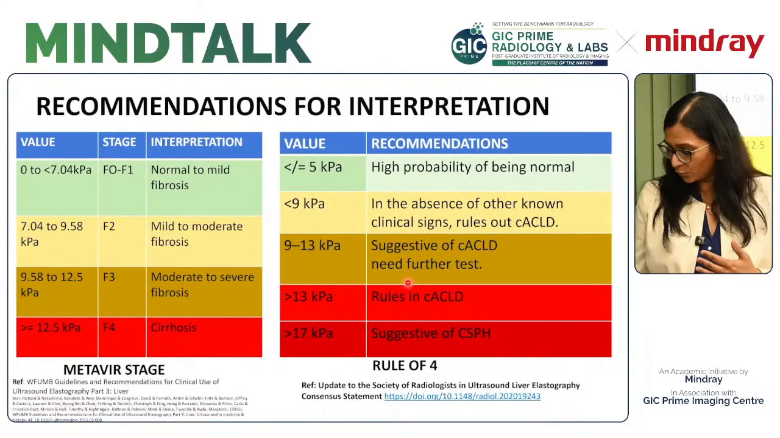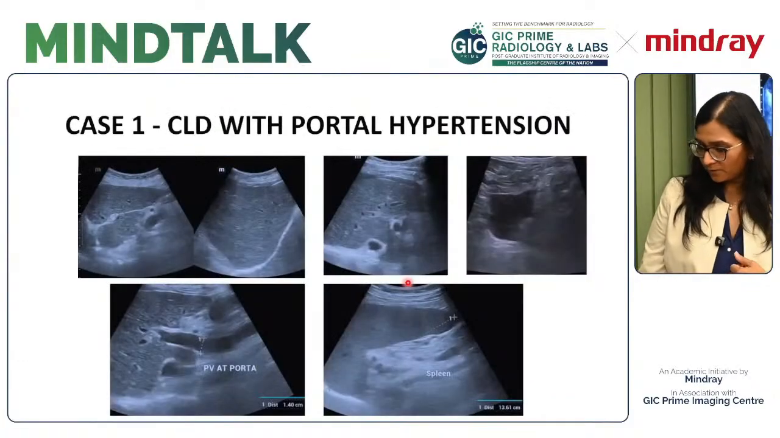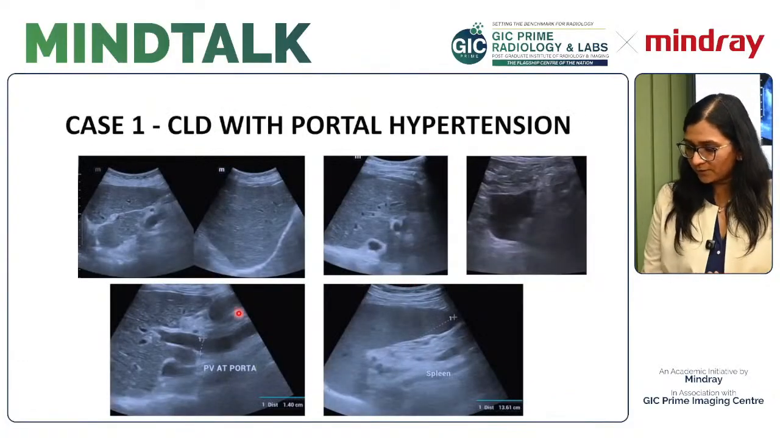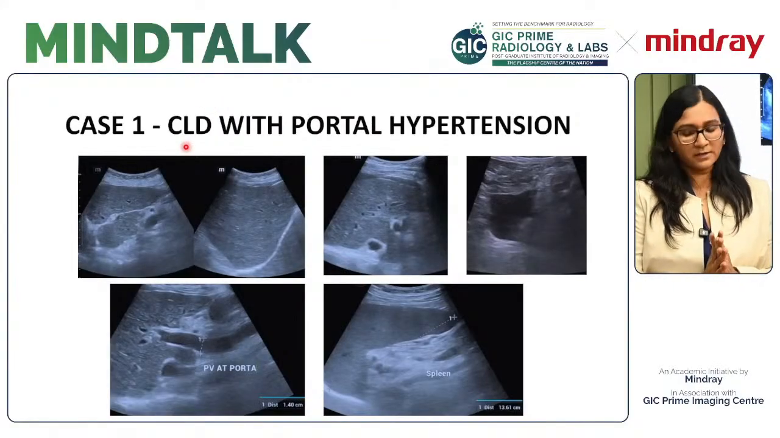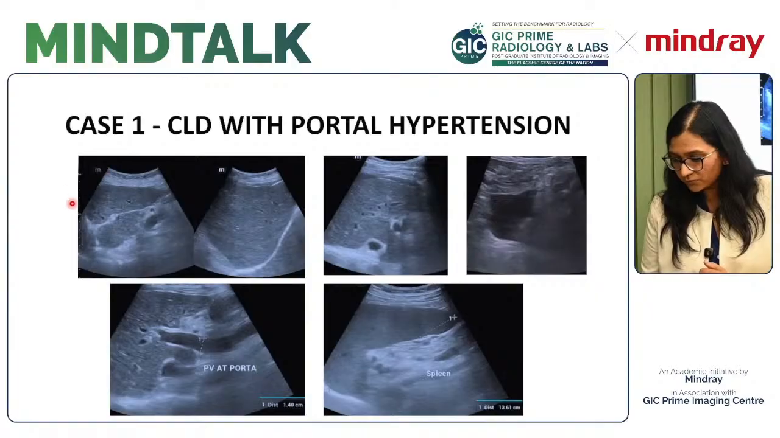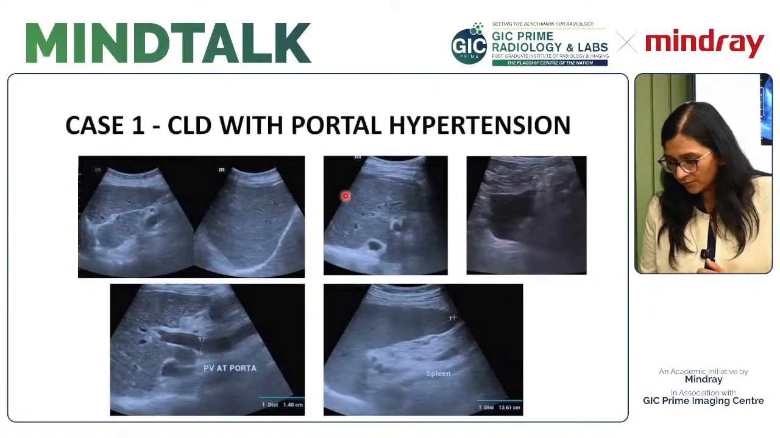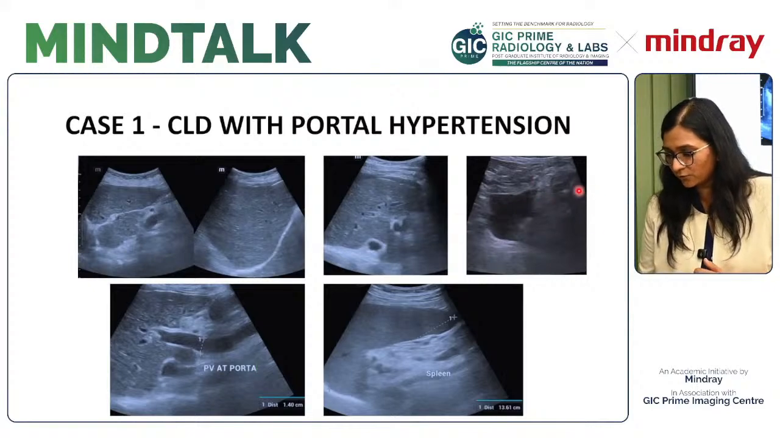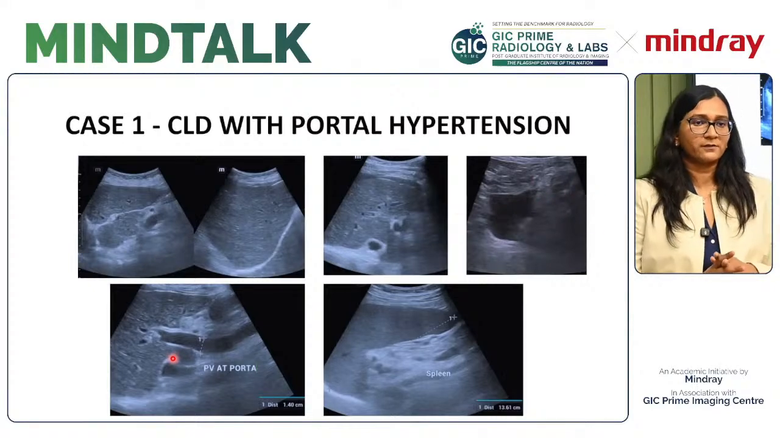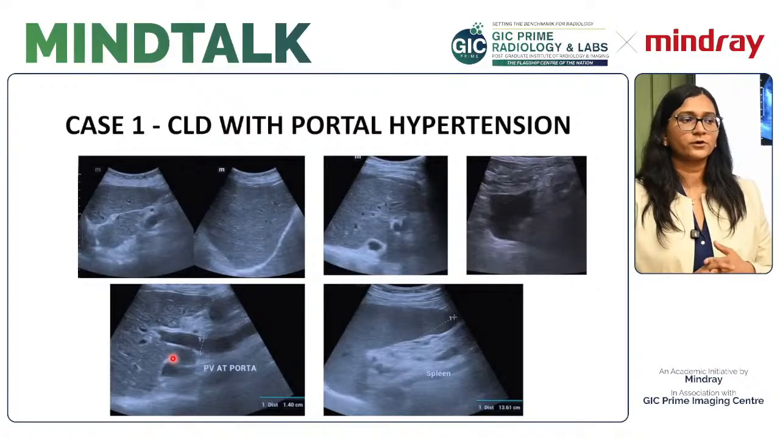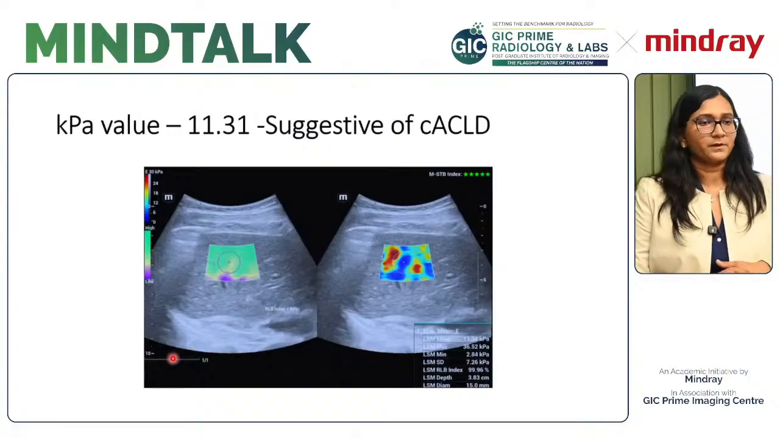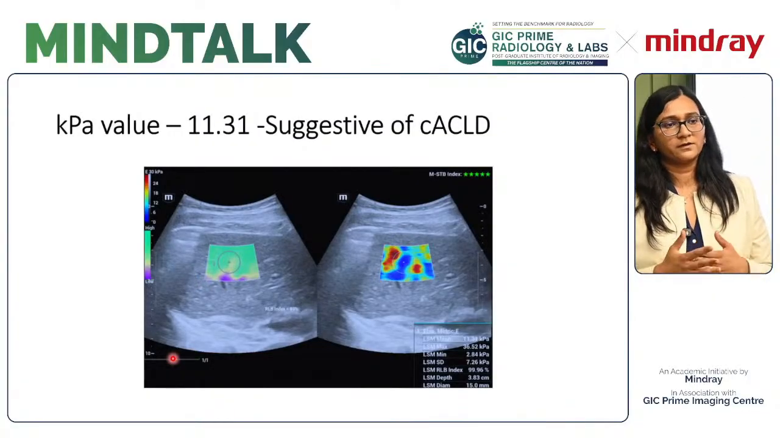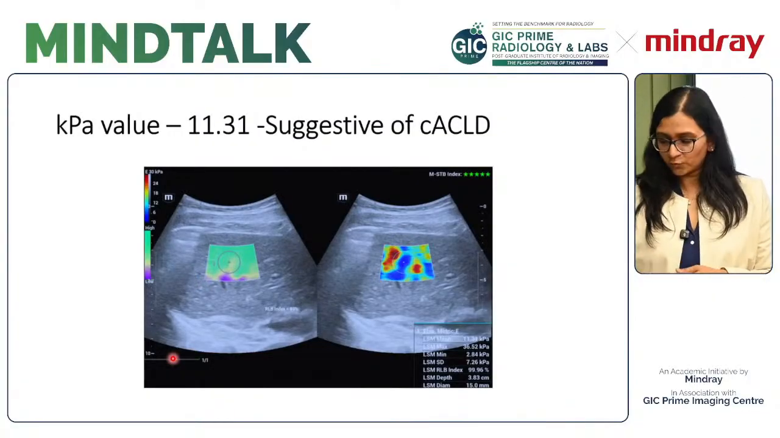Here I have shown one image case with patient with known case of chronic liver disease and portal hypertension. This is liver image which shows that parenchyma is coarsened, there is surface irregularity, and patient has developed ascites also. There is dilatation of portal vein with splenomegaly, which is suggestive of portal hypertension. Then we have taken the kPa value, it comes as 11.3, which is suggestive of compensated advanced chronic liver disease.